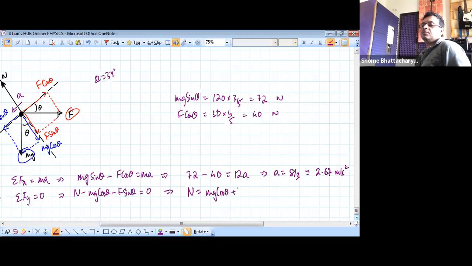Whereas this will tell us that normal reaction is equal to mg cos theta plus F sin theta. So mg cos theta is 120 into 4 by 5, 96 newtons, and F sin theta is 50 into 3 by 5.